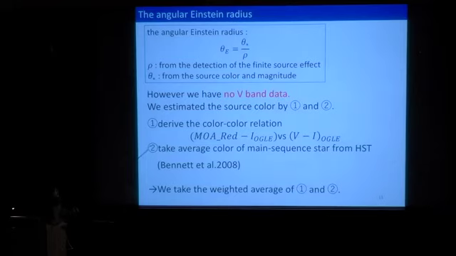In order to estimate the source color, we use two methods. One is to derive the color-color relation. In this method, we use a slight difference between the MOA band and the OGLE band. The second is to take the average color of main sequence stars from HST. In this method, we assume that the source star is a main sequence star. And then we take the weighted average of the color from the two methods.